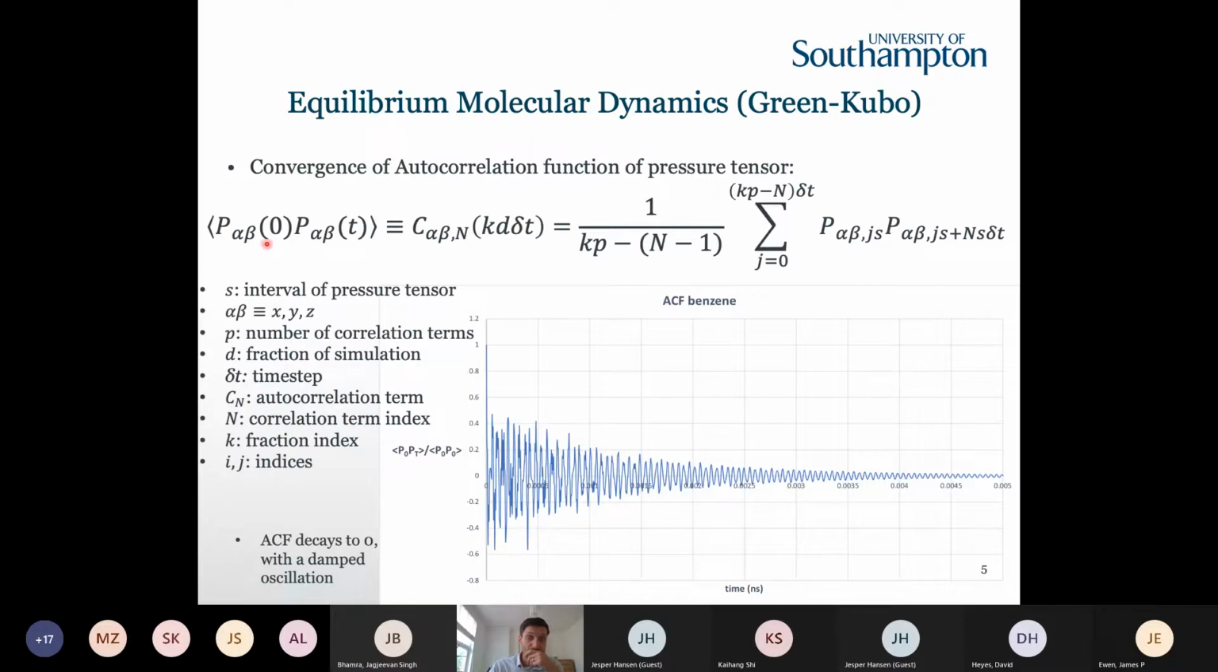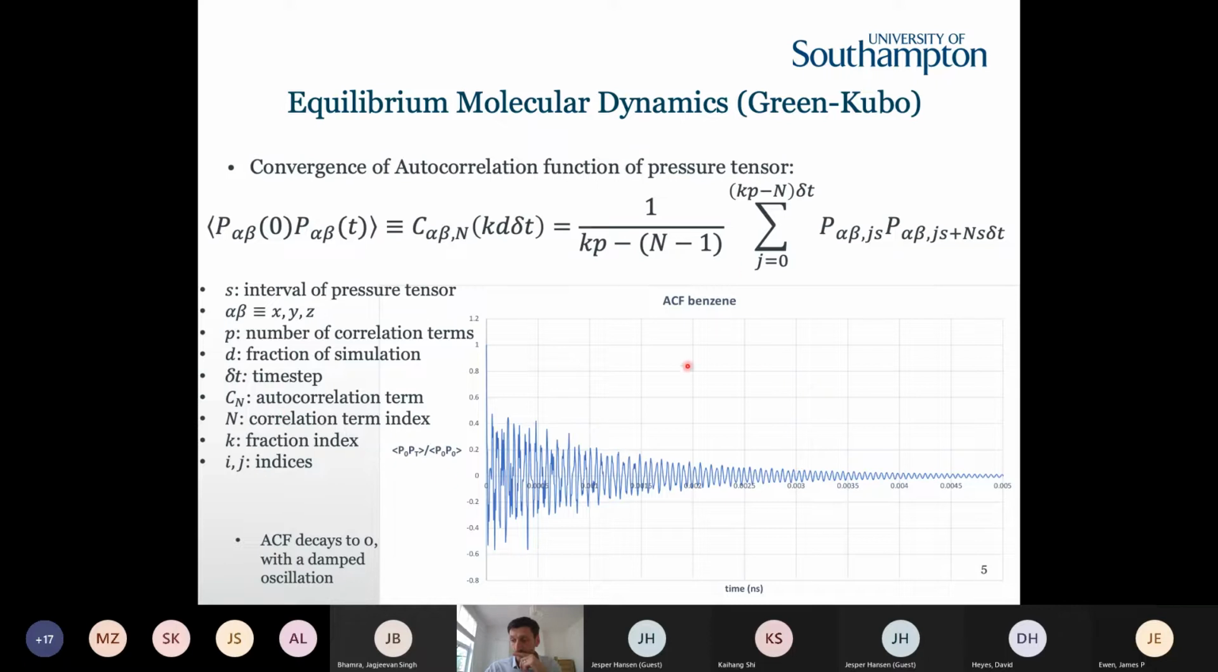So for EMD, there are 2 layers of convergence. The one is the convergence of the autocorrelation function, which is discretized and can be noted by the C value and is calculated by the ensemble average. And S is the interval of the pressure tensor, how often we use the values. And P is the total number of correlations we have. D is a fraction of simulation where we perform the correlation. And N is the index of the C values.